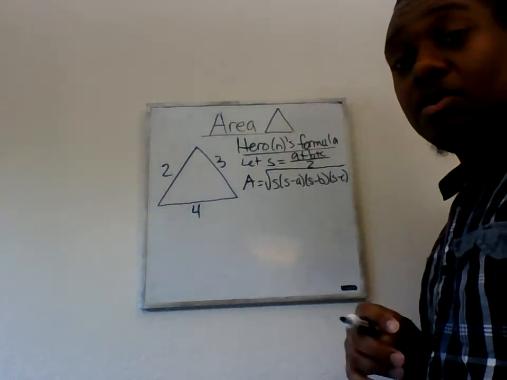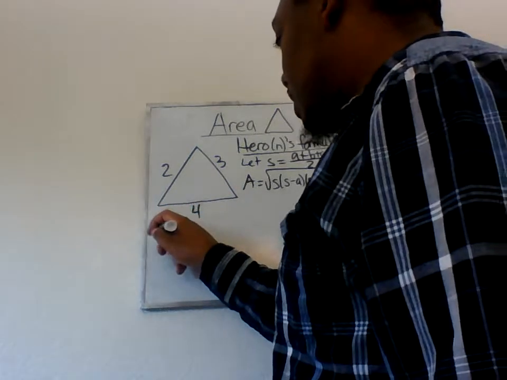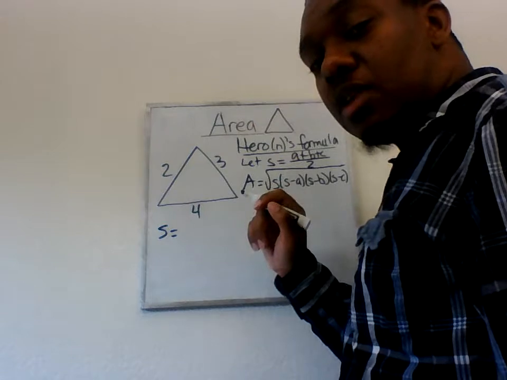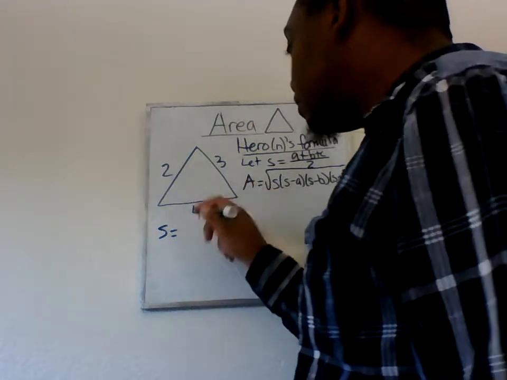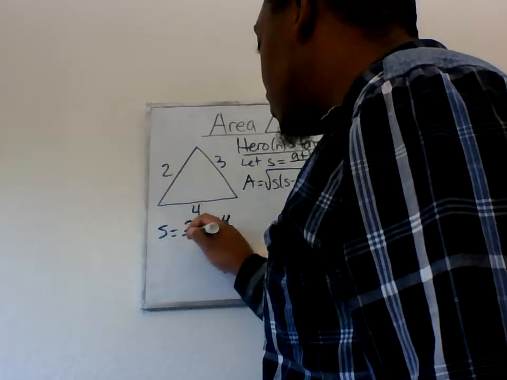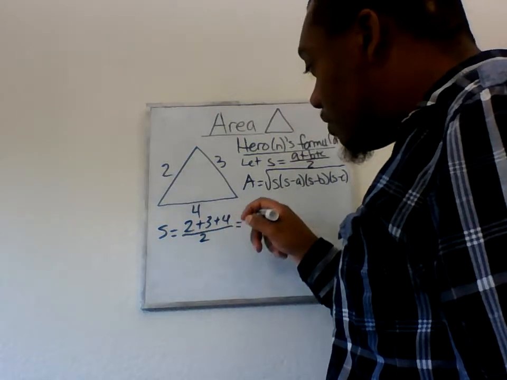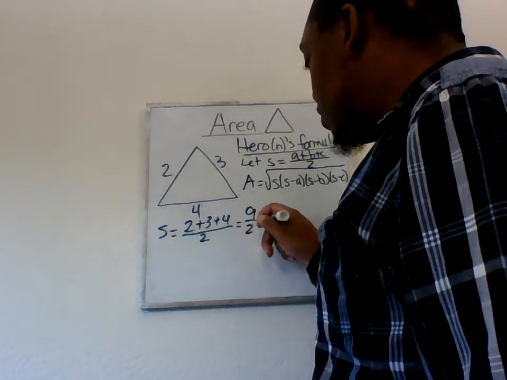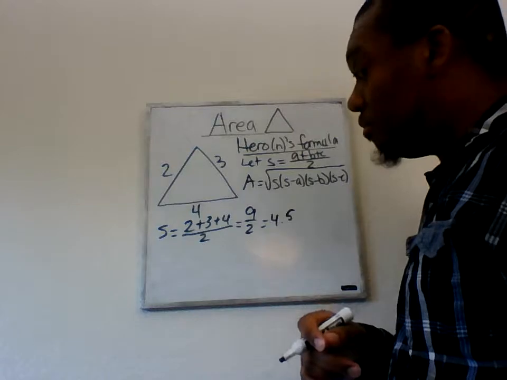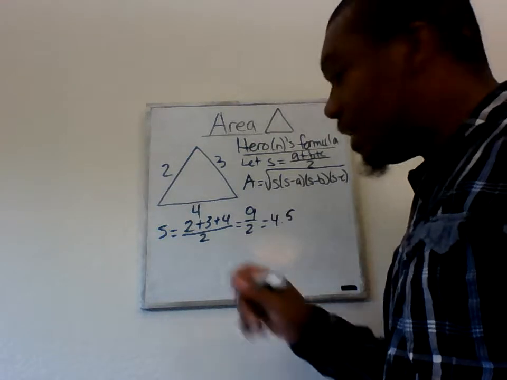Well, we can use Hero's formula. Hero's formula says that we need s. And so s will be the sum of all the sides of the triangle divided by 2. So we're going to do 2 plus 3 plus 4, and we're going to divide that by 2. And 2 plus 3 is 5, plus 4 is 9, so we get 9 over 2, or 4.5. Okay, awesome. Now that we have s, how do we find the area?